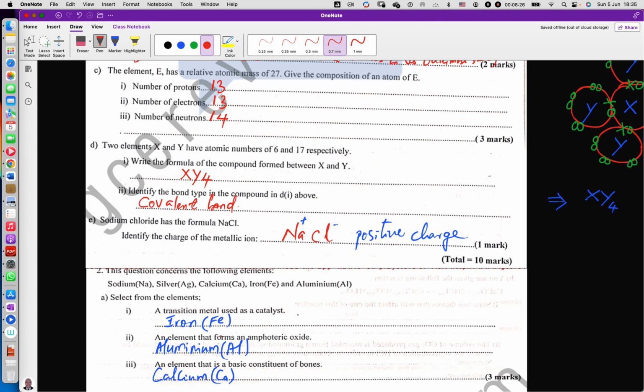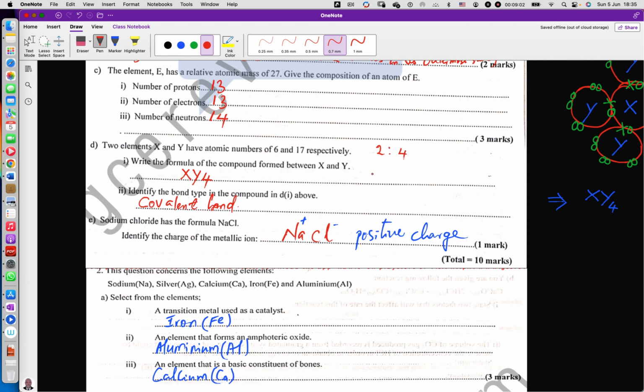Two elements X and Y have atomic numbers of 6 and 17 respectively. Write the formula of the compound formed between X and Y. It should be noted that the electronic configuration of the element with atomic number 6 will be 2, 4.